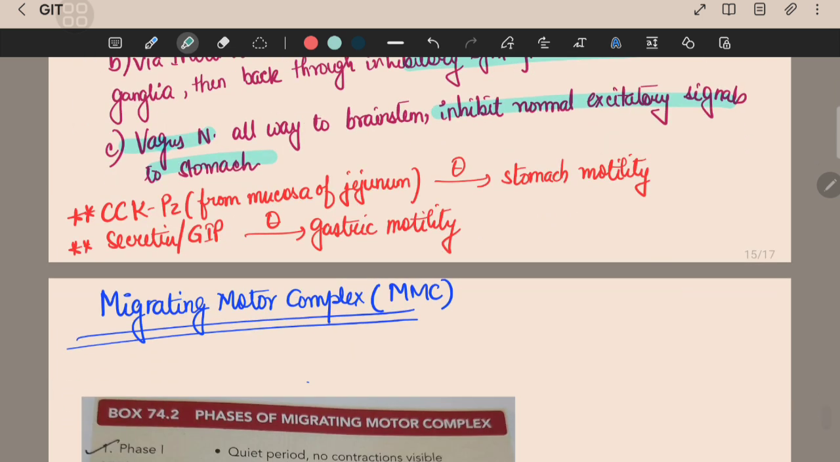Now, other local hormones. We have discussed gastrin, which was stimulating gastric motility. Here we have CCK-PZ, that is cholecystokinin pancreozymin, which is released from the mucosa of the jejunum, that will actually inhibit or reduce stomach or gastric motility, thereby reducing gastric emptying. Okay, secretin and glucagon, and gastric inhibitory peptide, which we also call glucose dependent insulinotropic peptide, will basically inhibit gastric motility.